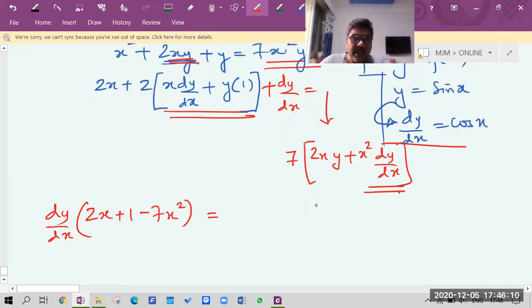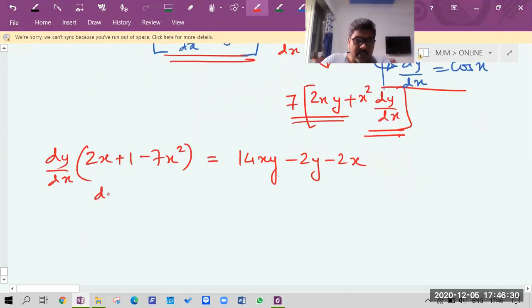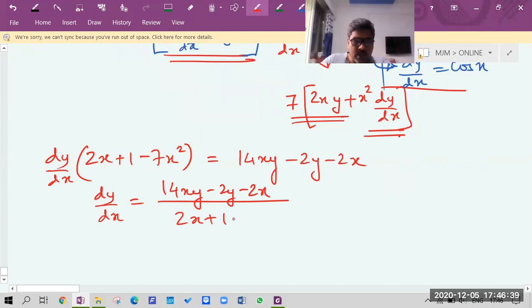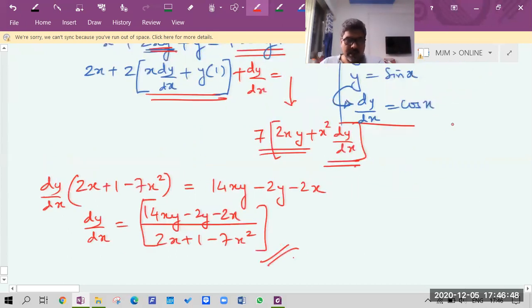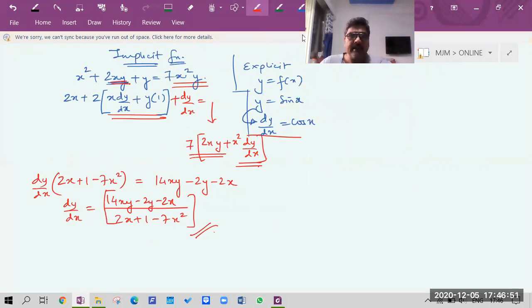Any doubts till this part? And all the other terms on the right hand side. So on the right hand side you see 7 2s are 14xy. Then you have 2y which you take on the other side and it becomes minus 2y. 2x which you take on the other side becomes minus 2x. Do you understand this? So dy by dx becomes 14xy minus 2y minus 2x upon 2x plus 1 minus 7x squared. Now take your time to digest this. Go through the solution once, read it strongly, and let's see how much you understand.